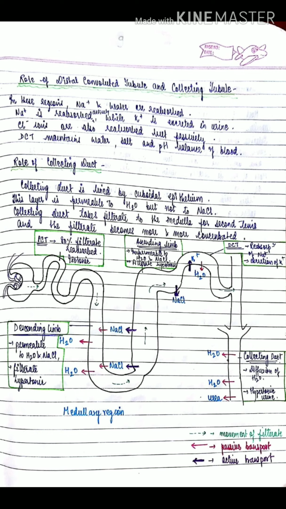The descending limb is permeable to H2O and NaCl both, and the filtrate is hypertonic. In case of the ascending limb, it is impermeable to both water and NaCl, and the filtrate is hypotonic in nature. Whereas in case of DCT, reabsorption of sodium takes place, whereas excretion of potassium takes place. Collecting duct leads to diffusion of water, and the urine obtained is hypertonic in nature.